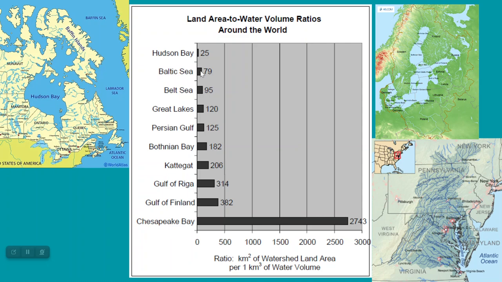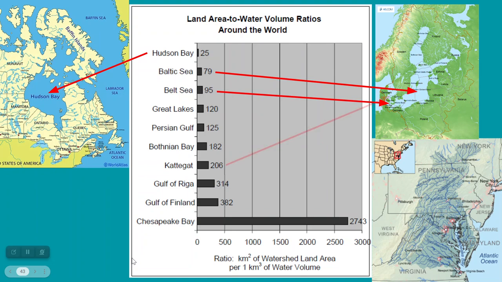This is the same information that I just gave you in a different kind of graph. So you can see it's the same numbers. Hudson Bay is 25 to 1, right? The Belt Sea is still 95 to 1. Kattegat is 206. And here we have the Chesapeake Bay. It is 2,743 kilometers squared of land area per 1 kilometer cubed of water volume. So it's just the same information in a different graph because sometimes we understand things differently depending on how they are presented to us. All right, so just a quick reminder of where some of these locations are.